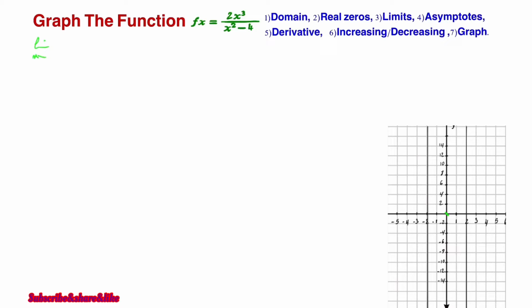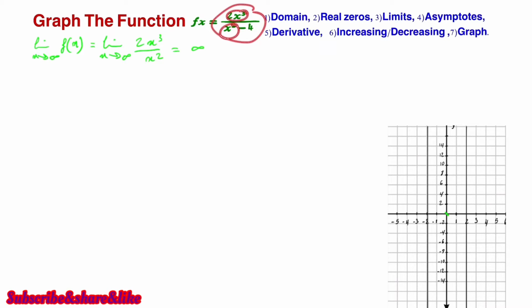So let's do some limits now. The limit as x goes to infinity of f of x is the limit as x goes to infinity of 2x to the third over x squared minus 4, and that is going to be just infinity. What we did here: when we have a limit to infinity or minus infinity and we have something like this, we take the highest power from the numerator and denominator, and then if we cancel, we will end with 2x, and 2x is just infinity.